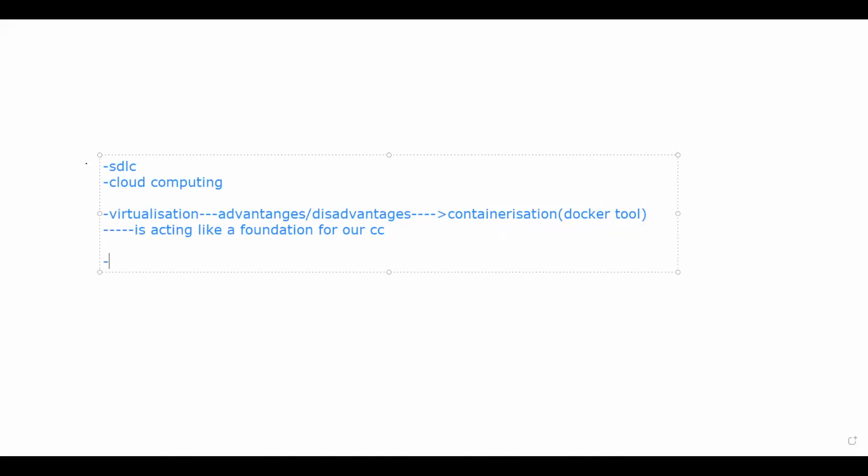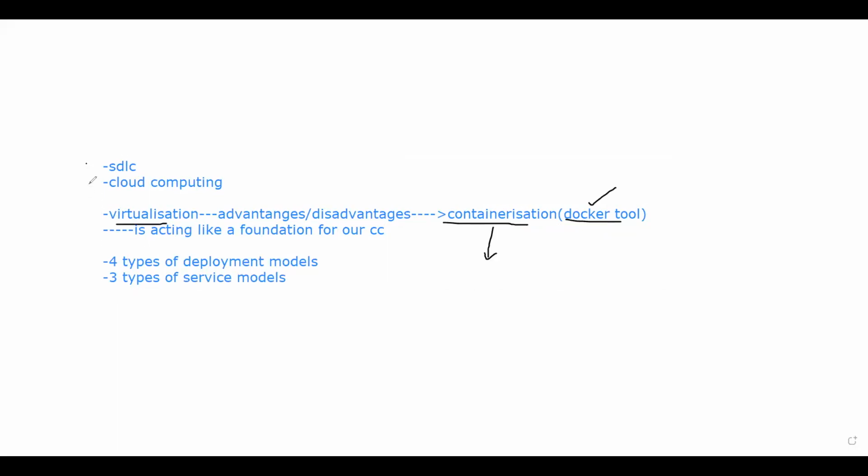After this, we're going to learn 4 types of deployment models and 3 types of service models. Once we're done with this cloud computing, so till here it is the concepts of cloud computing, what I taught yesterday and these things, these are the cloud computing concepts. Once we're done with these concepts, we're going to start the AWS services.